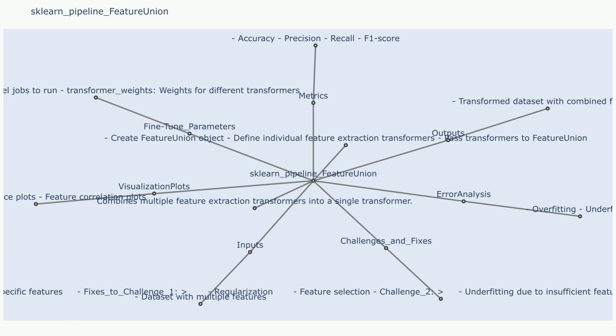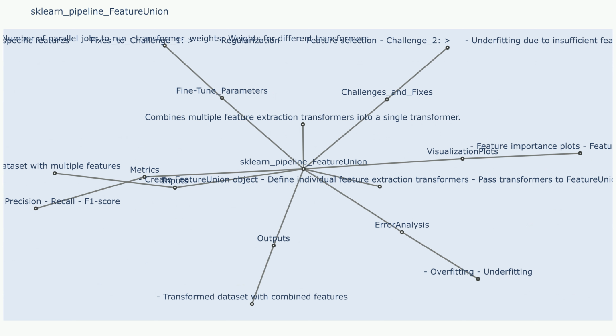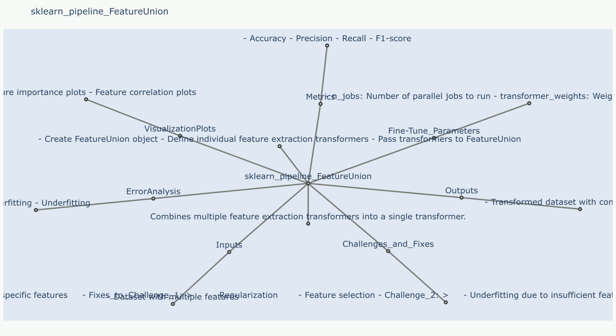Metrics. Metric 1: The metrics used to evaluate the performance of the model after FeatureUnion is used are not directly related to FeatureUnion itself. FeatureUnion is a pre-processing step. You would evaluate the performance of your model, e.g., using accuracy, precision, recall, F1 score after FeatureUnion is used to transform the data.